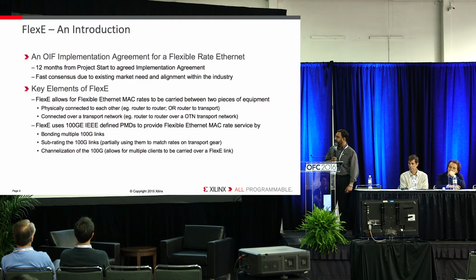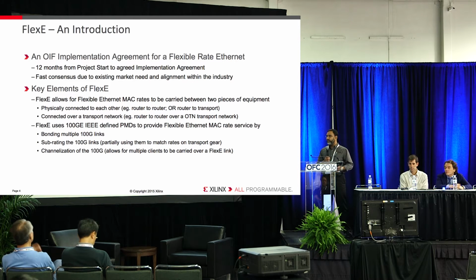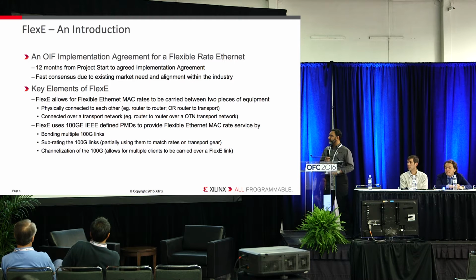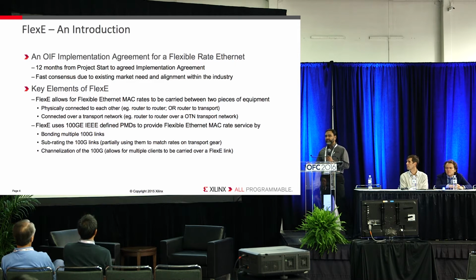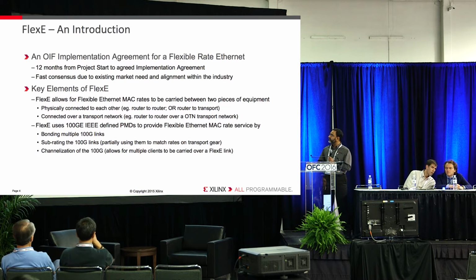How FlexE accomplishes all of this is by three basic principles. Something called bonding, where we can take multiple 100 gig E-lanes and bond them together to create a larger than 100 gig signal. Subrating, which allows you to take 100 gig links but partially fill them, and this would be useful in transport networks where you're not completely utilizing a 100 gig link. And then channelization is more of an MLG type application, where you can take multiple small Ethernet rates and put them inside the FlexE container or group.